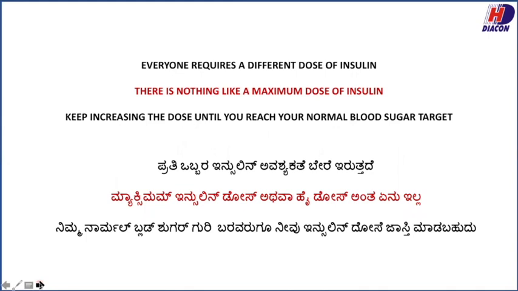So let's not compare our dose with the dose our neighbor takes or the dose our relative or friend takes, because our body is different from another person's body. There's also nothing like a maximum dose of insulin. So that's what people often tend to worry about. You don't have to worry that your dose is going up. So let's say your sugars are normal with 10 units with a meal, good for you. But if it's not, please increase insulin because the right dose of insulin for you is the dose that controls your blood sugar. So until you reach your normal blood sugar target, we have to keep increasing the insulin dose. The insulin dose for you, remember, is defined as the amount of insulin that helps you get to your goal.